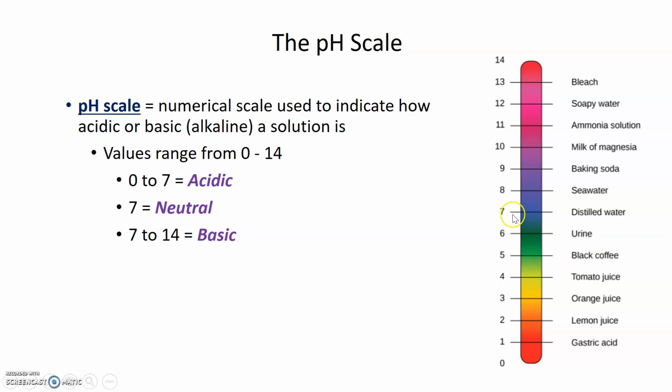Anything below 7, from 0 all the way up to 7, is considered acidic. You can see lemon juice, orange juice, coffee down here. And anything above 7 on the pH scale, from 7 to 14, is considered basic.